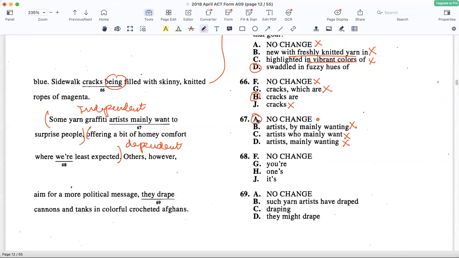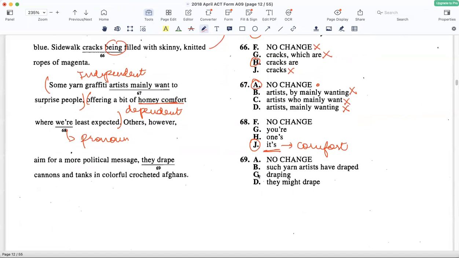Offering a bit of homey comfort where we are least expected. So this is wrong, right? Because this has to be a pronoun for homey comfort. The yarn graffiti artists offer homey comfort where the comfort is least expected. So it's least expected, right? This is the pronoun for comfort. We is not correct. We refers to people. You and one. None of them are inanimate pronouns. So J.